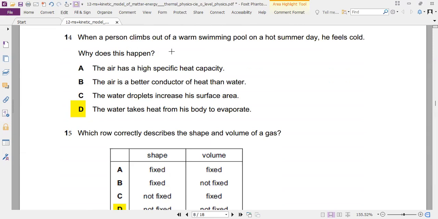Question number 14. Well, when the person comes out of a warm swimming pool, his temperature is high, and it's a hot summer day, so evaporation takes place, and the water takes heat from the body. The water on his body from the swimming pool has taken the heat from the body. Now, when it evaporates, the body cools down.